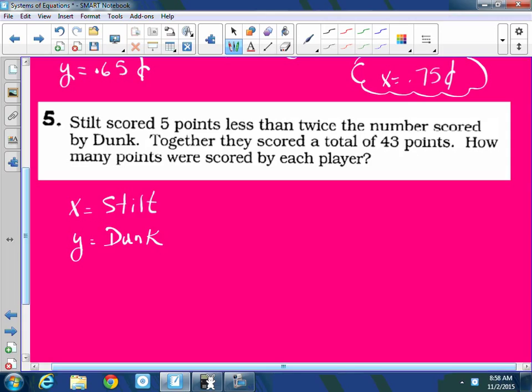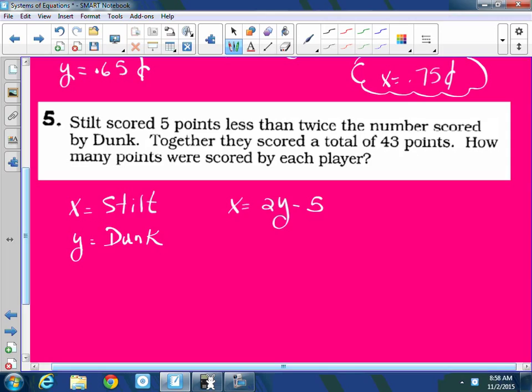X equals 2y, because it's telling you that Still scored, so that's his points. X equals 2y minus 5, whatever goes after less than.